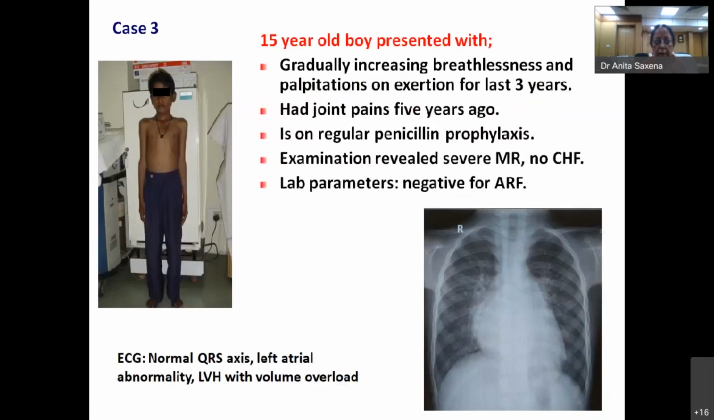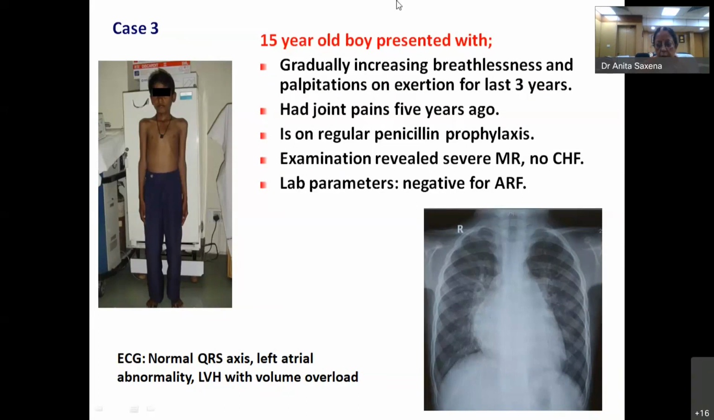Now, this last case is a 15-year-old boy who presented with gradually increasing breathlessness for the last 3 years or so, and had joint pains about 5 years ago. So there is a history of rheumatic fever in the past, and he claims to be on regular penicillin prophylaxis. Examination shows severe chronic mitral regurgitation, and again lab parameters as routine are negative. You can see a precordial bulge. The ECG shows left atrial abnormality, left atrial enlargement, as well as left ventricular hypertrophy with volume overload, suggestive of mitral regurgitation.